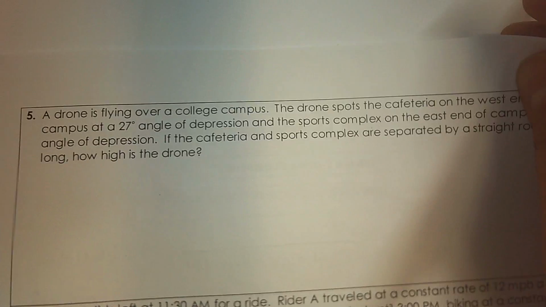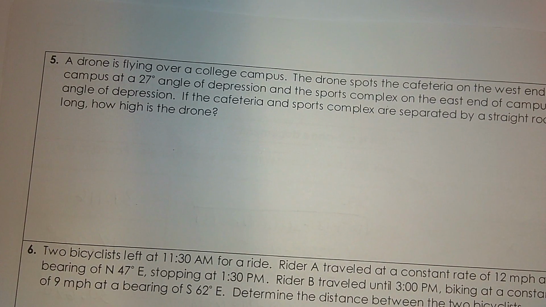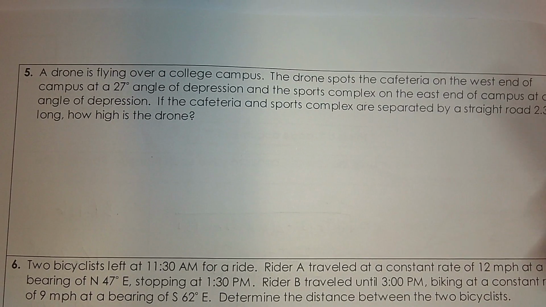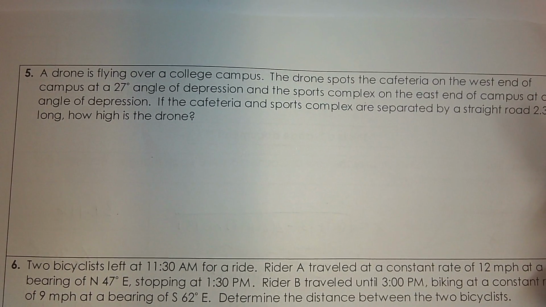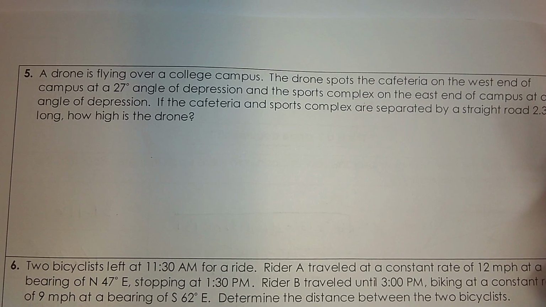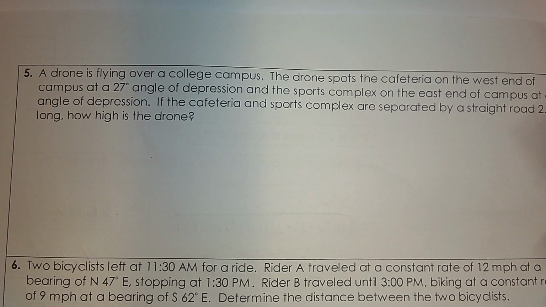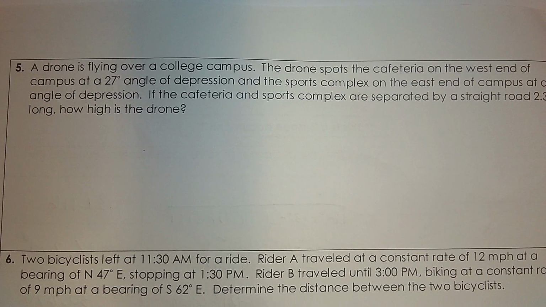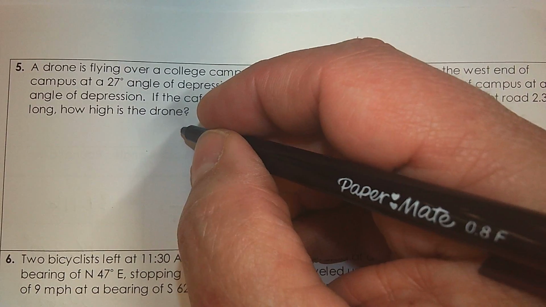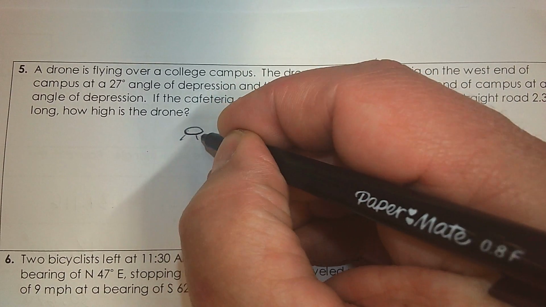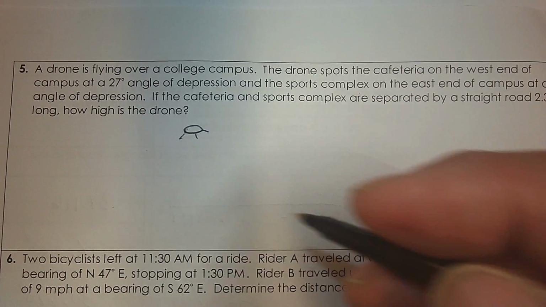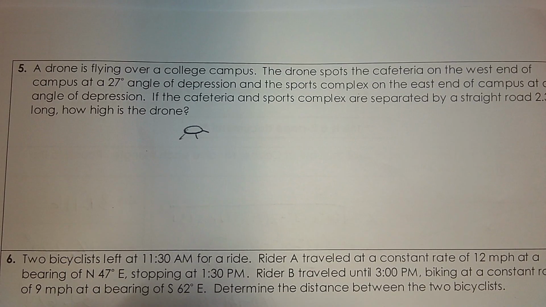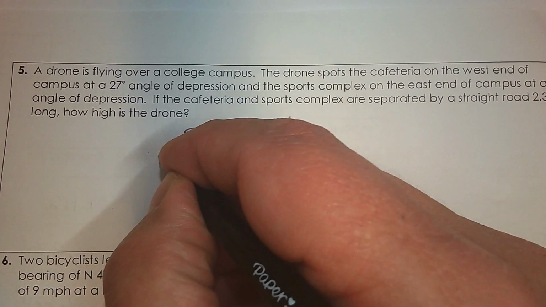Another story. A drone is flying over a college campus. The drone spots the cafeteria on the west end of the campus at 27 degrees, and the sports complex on the east end at 34 degrees. Both are angle of depression. So I need to draw a drone. I don't really know how to draw a drone. Is that like a drone? Like a UFO, right? And so it says on the west, that would be the left, is the cafeteria. So on the left is here, the cafeteria.